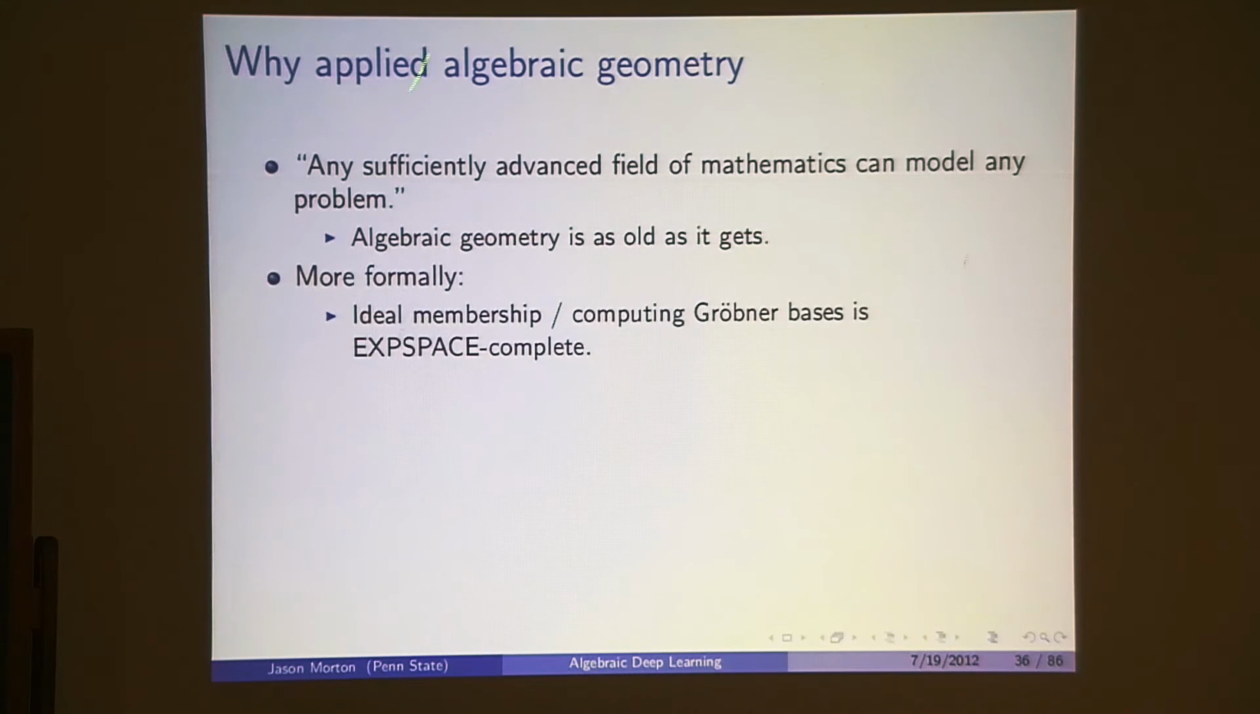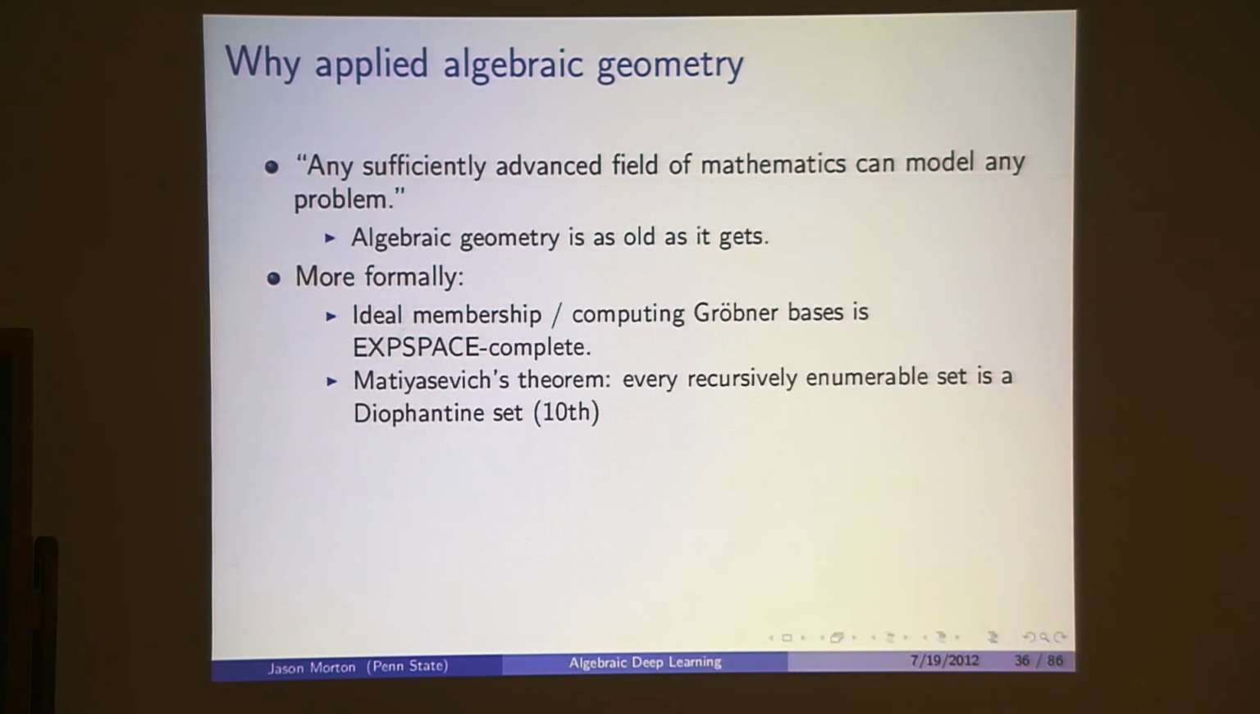You can actually even make a formal statement about this, which is that there are problems in algebraic geometry, like ideal membership. Many of the problems that we'll encounter can be reduced to this. So ideal membership is EXPSPACE-complete, and that covers a whole lot of computable things. But even worse, there's Matiyasevich's theorem, which says that every recursively enumerable set is a Diophantine set, which is the answer to Hilbert's 10th problem. And this is a question in algebraic geometry.